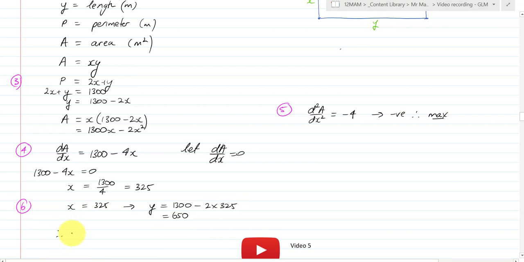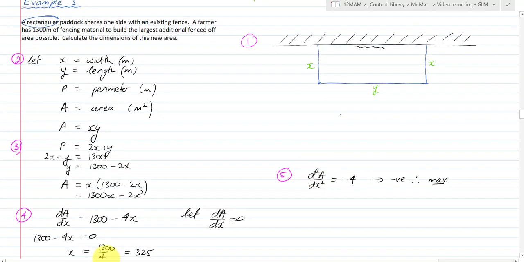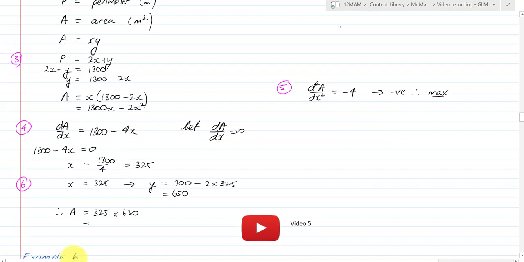And therefore my maximum area is 325 times 650. Well, actually, what does the question say? Calculate the dimensions of this new area. It doesn't even ask me for the maximum area, so make sure you go back and read the question. The dimensions are 325 by 650. And that kind of makes sense.